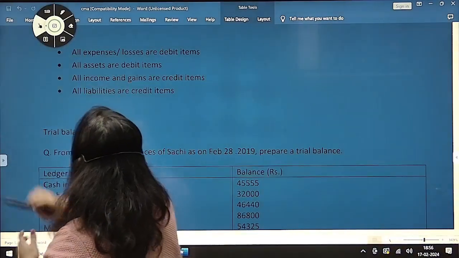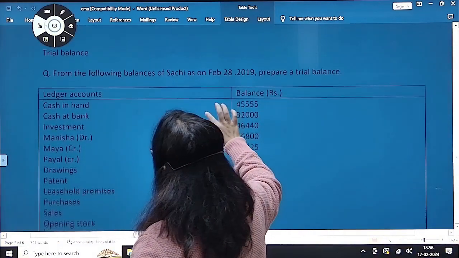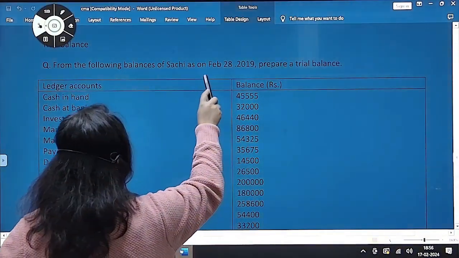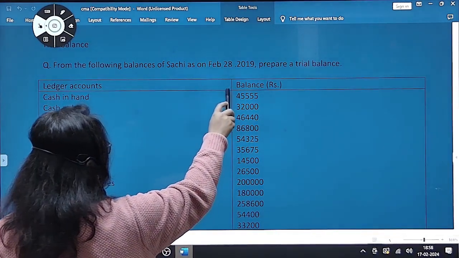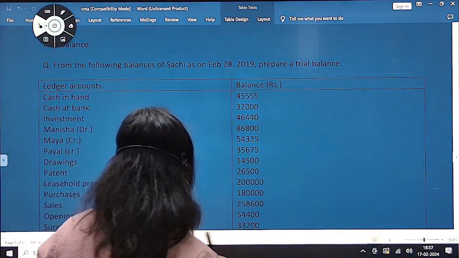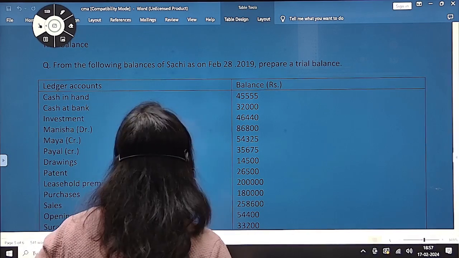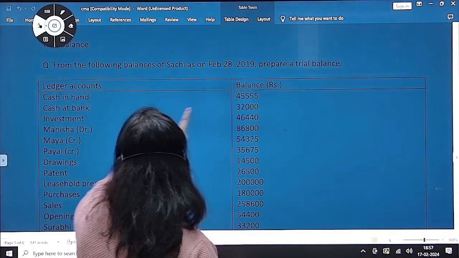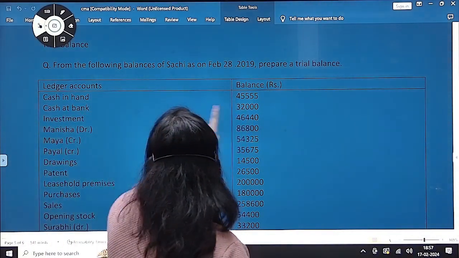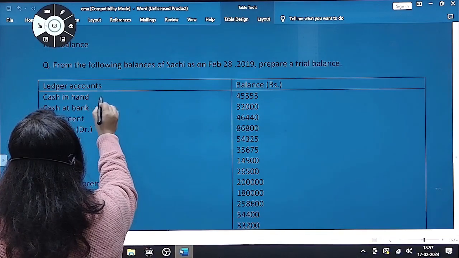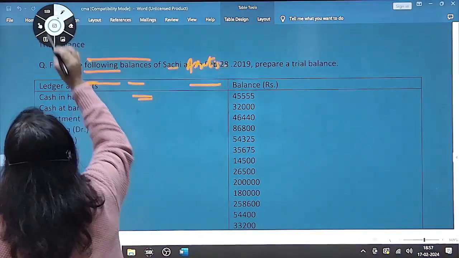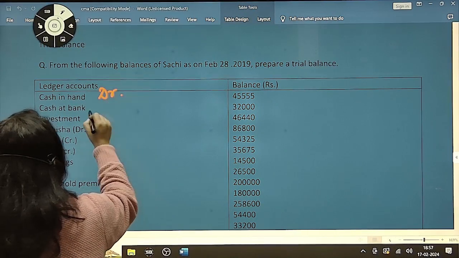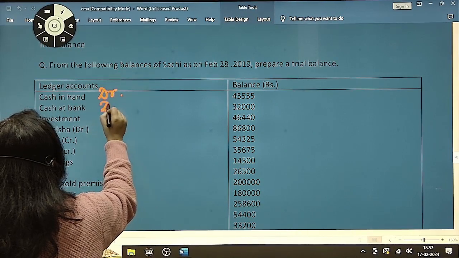Fine, so we'll do a quick sum here. This is the trial balance you need to identify here. From the following balances of Sachi as on February 28, 2019, prepare a trial balance. Okay, so here debit or credit is not given. So cash in hand, cash at bank. Cash in hand, you tell me the balance. Debit balance. Yes, very good, because it is an asset. Cash at bank, that is also debit.